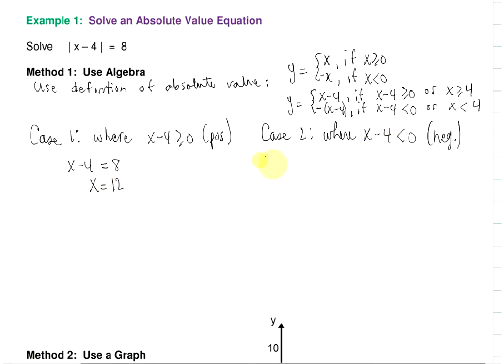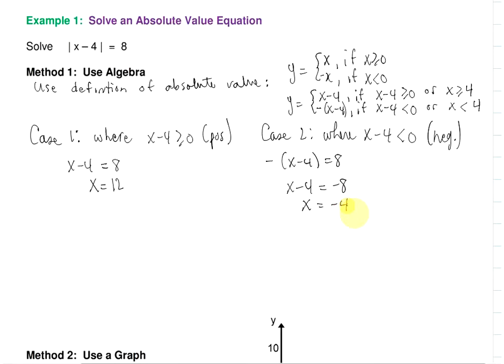We want to take our negative version, so we want to go negative x minus 4 equals 8. We can divide both sides by negative 1, and we would get that x minus 4 is equal to negative 8. Remember, when we divide both sides by a negative number, like negative 1, then what was negative becomes positive, and what was positive becomes negative. We want to solve for x. We bring the negative 4 over, it becomes positive, and we get that negative 8 plus 4 is negative 4.